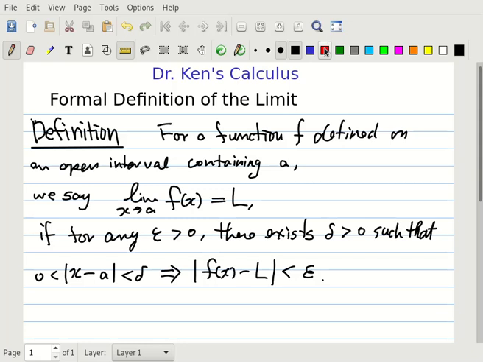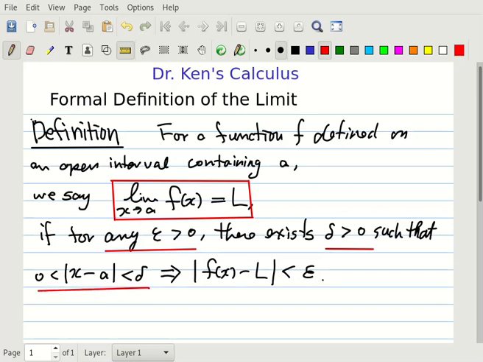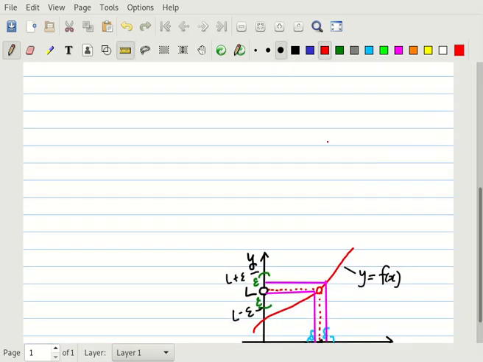We normally write it like this. Okay, but formally it is written: for any epsilon positive there exists delta such that the distance between x and A is less than delta implies the distance between the function value f of x and L is less than epsilon. Okay, let's see the graph.